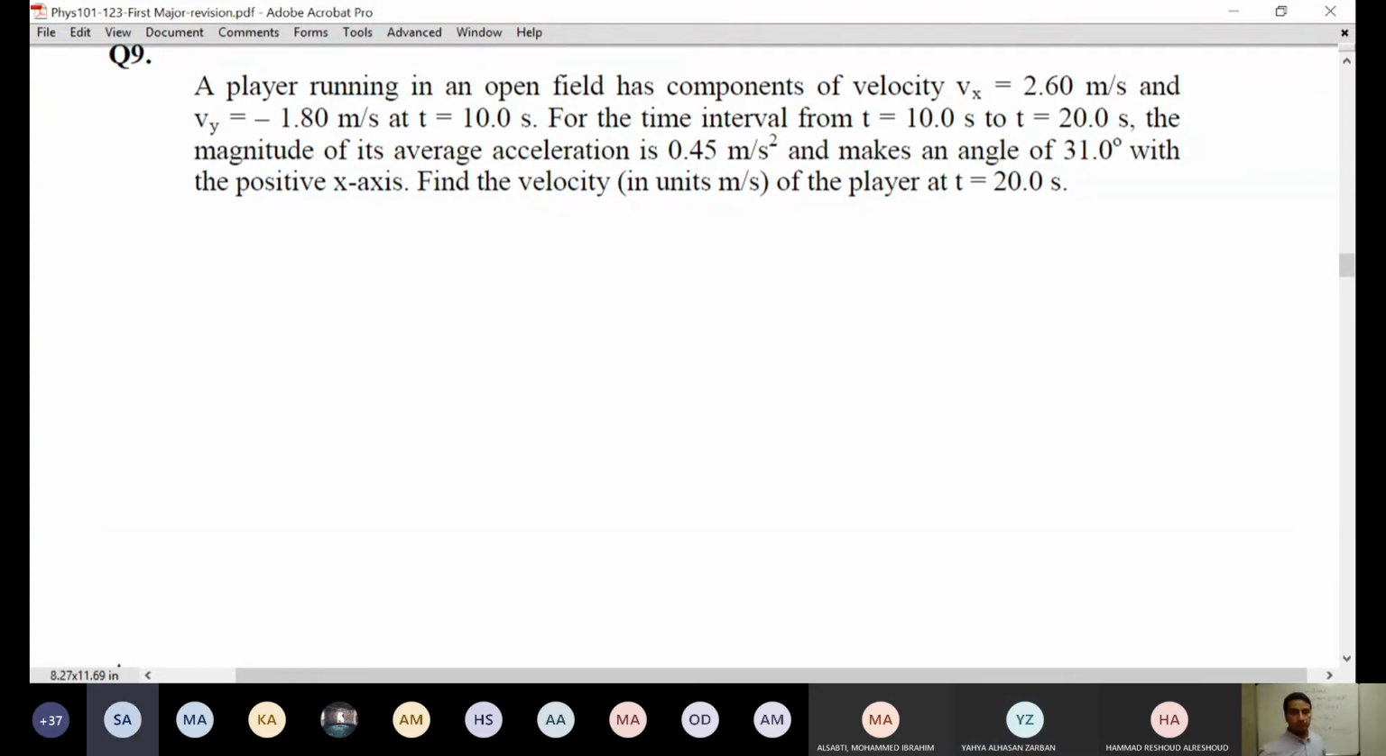Doctor, is this a chapter 4 question? What is that? This is question number 9. Yeah, it's a chapter 4 question because here we have 2 dimensions, like X and Y components, yes. Doctor, where can I find this PDF? This is one of the old Major 1 exams. Do you know how to find the exams on the website? The Physics 101 website? No. Okay. Let me send you the link in the comments to that website.